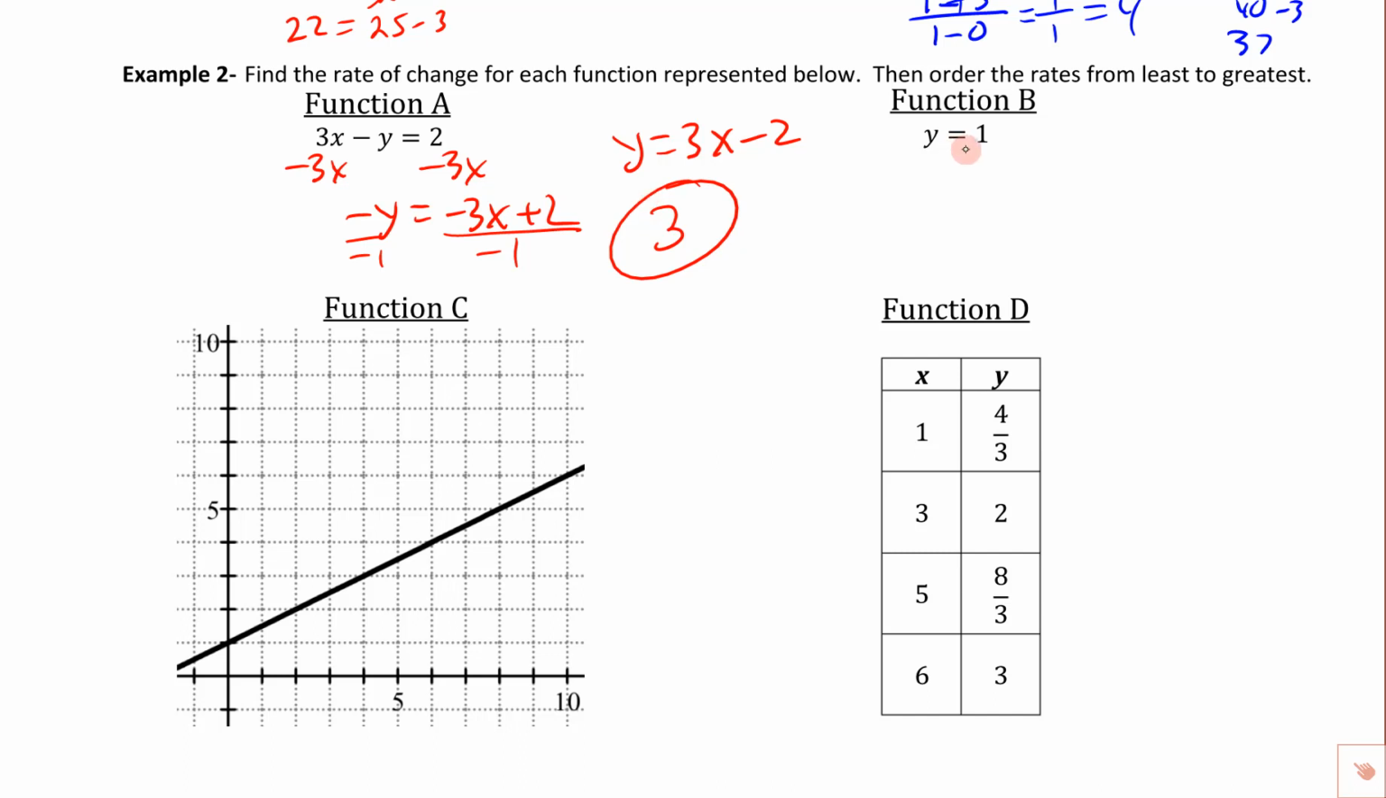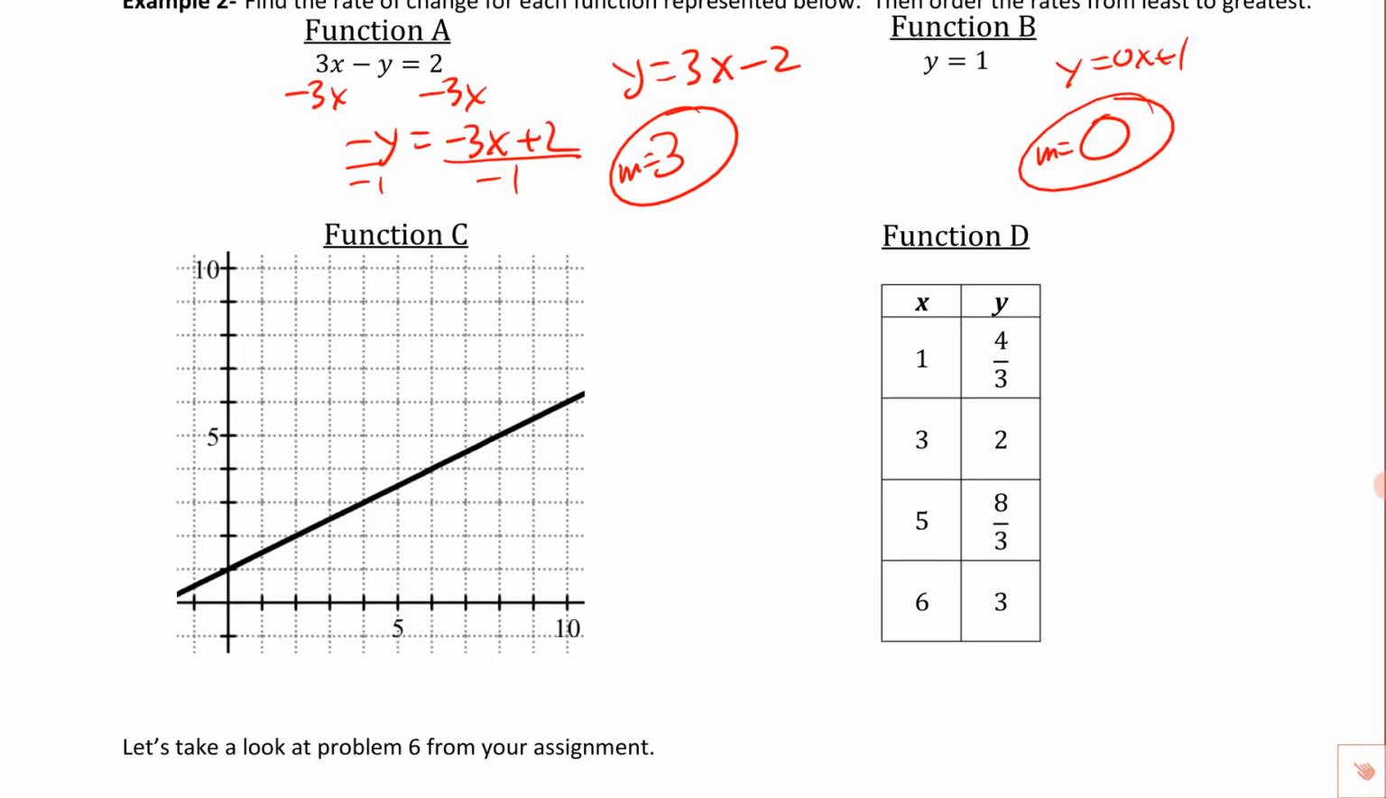Now, think about this one. This is y equals a number. This would be y equals 0x plus 1. So the rate of change on this one is 0. Okay, in fact, I'm going to write m equals on each one of these just so we can keep track of that. Remember, the slope is the same as the rate there.